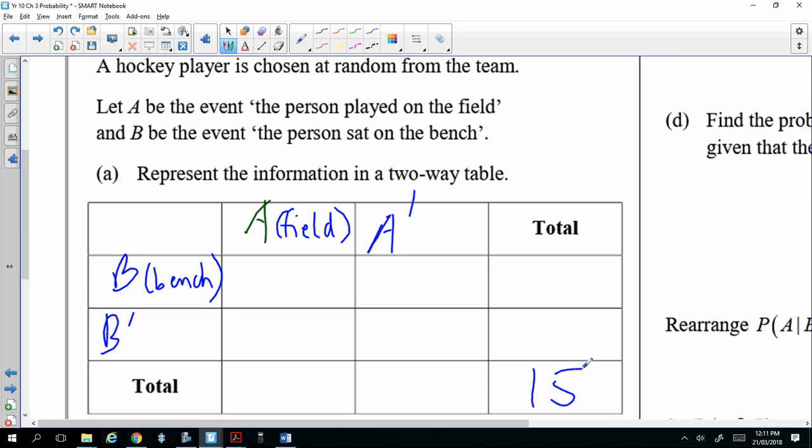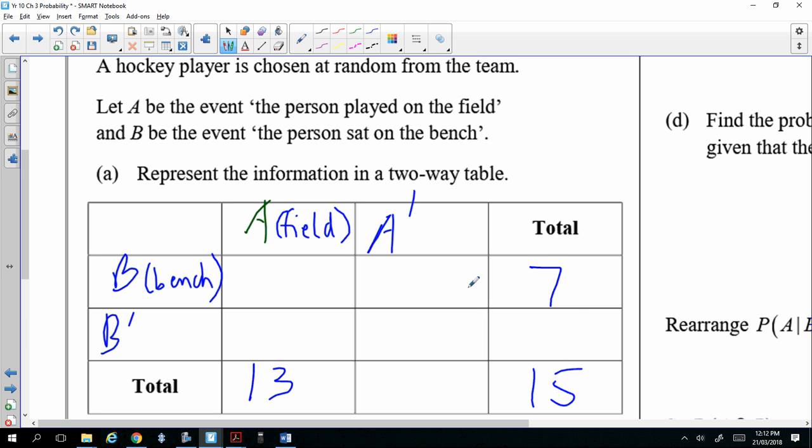And then they say 7 sat on the bench. So already you can put 7 here. That's the number of people who are on the bench. And 13 play on the field, so you write 13 here. So you can fill in this information first, the totals, because they gave you the total.